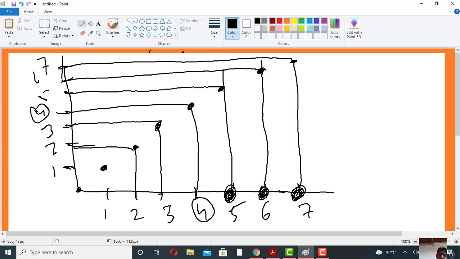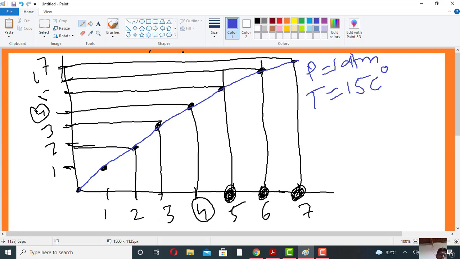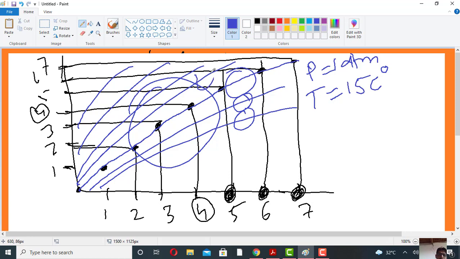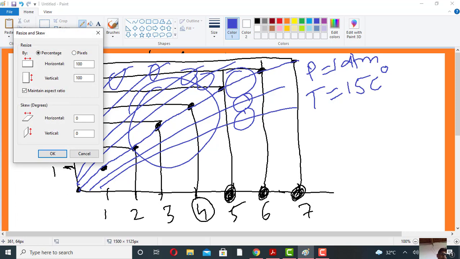When we connect all these points, we obtain a linear type curve. This curve is obtained at 1 atm pressure and 15 degrees centigrade. Now what will happen if we obtain the graph at other temperatures like 16, 20, 25, 30 degrees? How will this curve behave at various higher or lower temperatures? So let's check it.